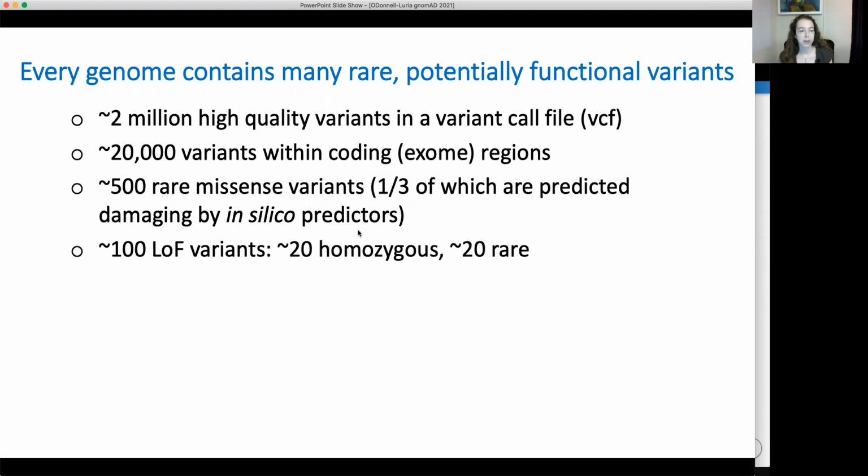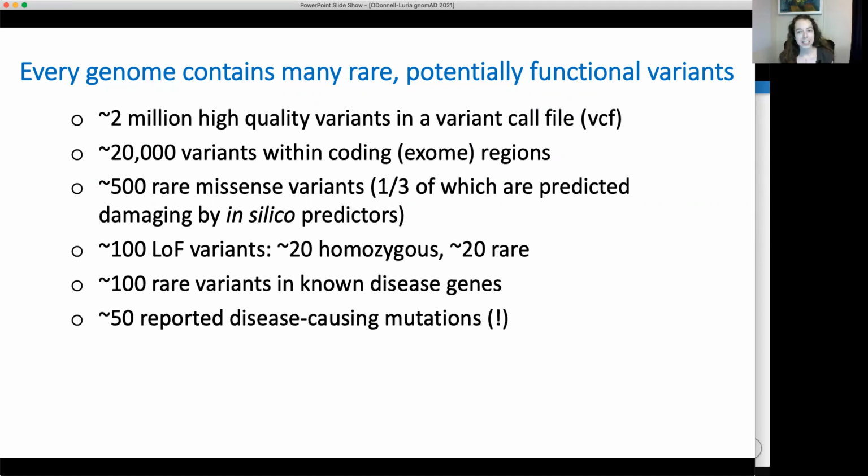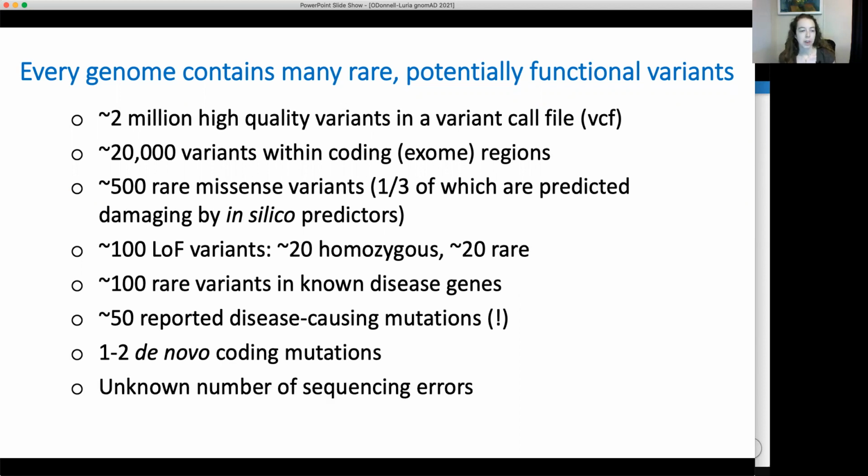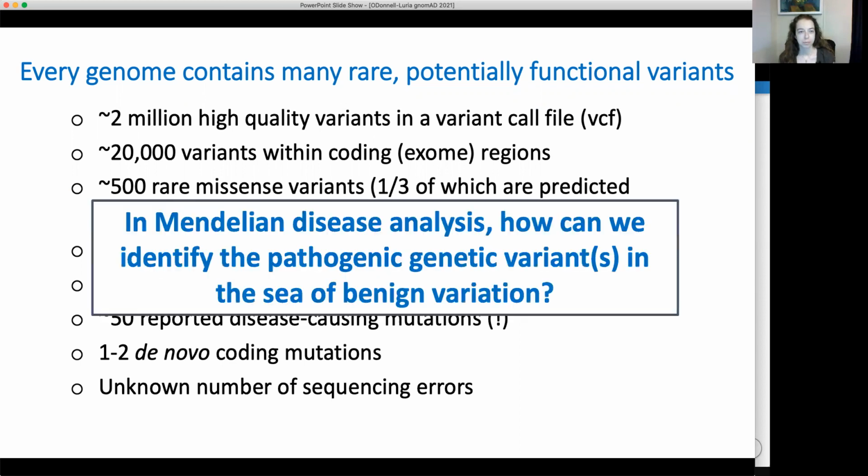If we say, let's only look at loss of function variants, we all have about 100 of those, including about 20 that are homozygous and 20 that are rare. We have about 100 rare variants in known disease genes, about 50 reported disease-causing mutations, although I will say this number is a slightly old number and it's been falling as these databases get better. And we all have 1 to 2 de novo coding mutations. These are a place we look for variants that could potentially be contributing disease, but we all have these. And on top of this all, there's an unknown number of sequencing errors.